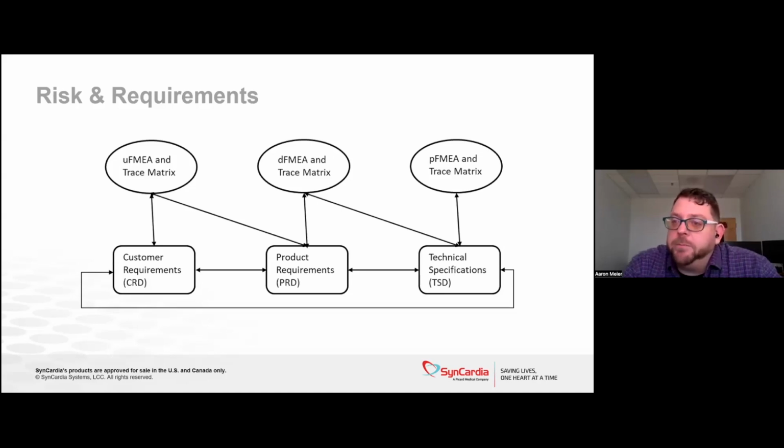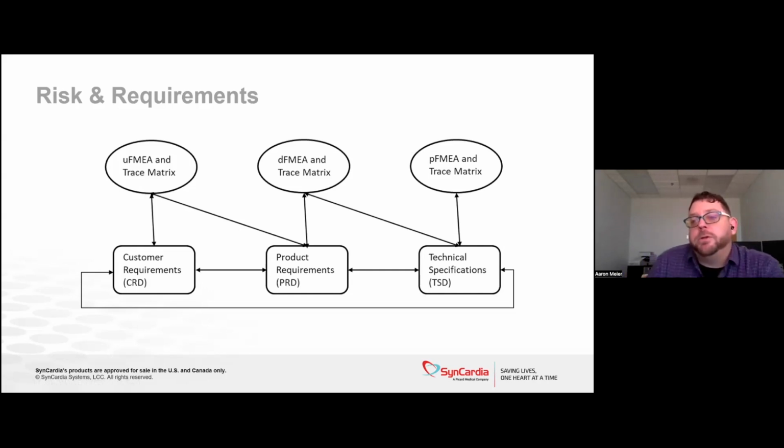And risk management, again, plays a big part of this. As you develop your customer requirements, what does the customer actually need? You can then break that down into what are the risks from the device that I'm intending to build for the customer. And that really falls into your first use failure mode effects analysis. The neat part about this is the controls you need to mitigate the risks from your customer requirements become the first inputs into your product requirements.